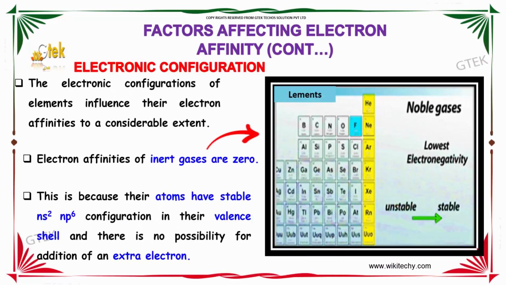The other factor is electronic configuration. The electronic configuration of an element influences its electron affinity to a considerable extent. So the electron affinities of inert gases are 0. This is because their electrons have a stable ns2 np6 configuration in their valence shell, and there is no possibility for addition of an extra electron.